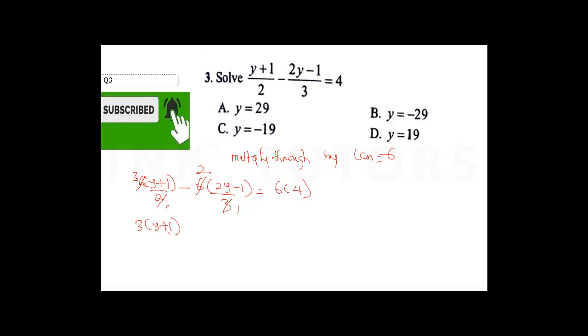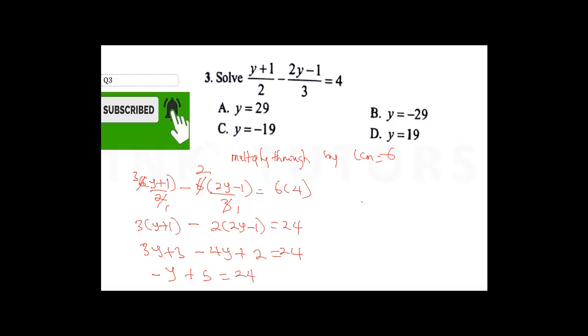3 times y plus 1 minus 2 times 2y minus 1 is equal to 24. Now if you expand, this will be 3y plus 3 minus 4y. Now don't forget your minus. Minus times minus will give us plus. So minus 2 times minus 1 is going to give us plus 2, which is equal to 24. Okay, now collecting our like terms, so we're going to have 3y minus 4y is leaving us with minus y, plus 3 plus 2 is leaving us with plus 5 is equal to 24.